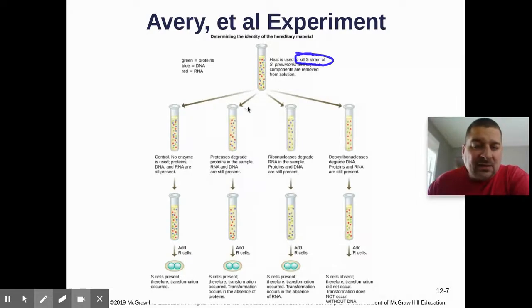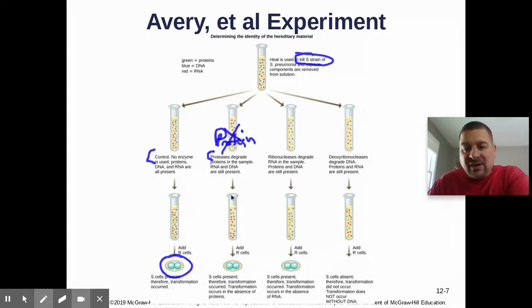And then here's his control right here. No enzymes used. Proteins, DNA, and RNA are all present. He added them to R strains and they transformed into S strain and could kill the mouse. The first one here, he used proteases, which would knock out the proteins. Well, when he added it to the R cells, they changed. Transformation happened.